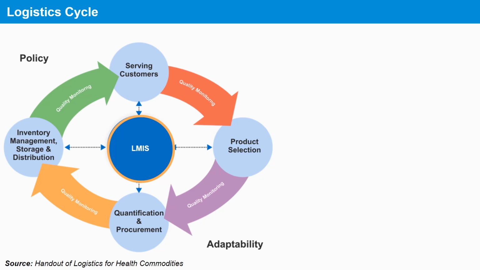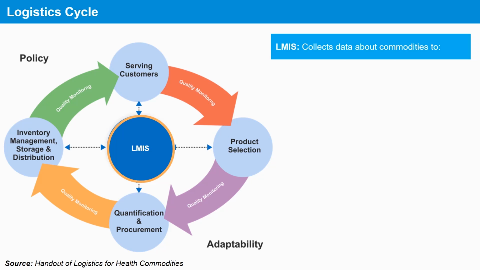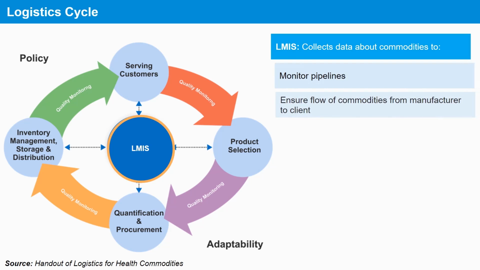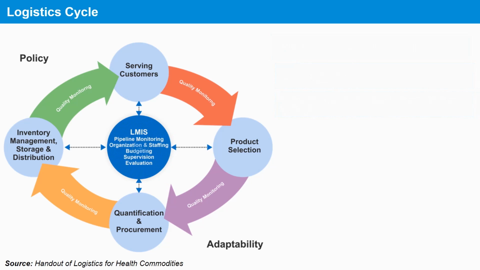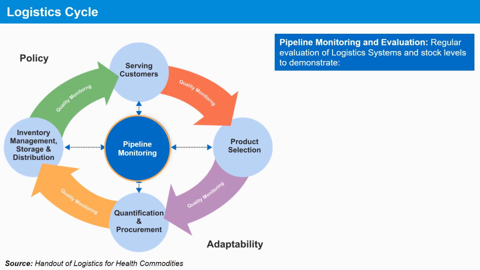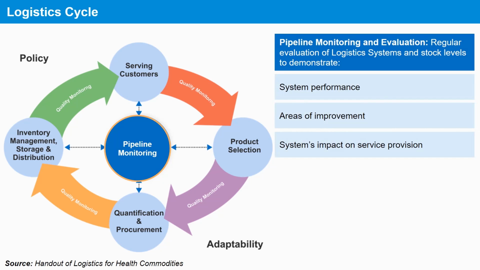Information or data is the engine that drives the logistics cycle, and LMIS collects data about commodities. This information is often used to monitor pipelines or ensure that commodities are flowing through from manufacturer to the client. Logistics system and stock levels should be monitored regularly to demonstrate how well the system is performing, the areas that can be improved, and a system's impact on service provision. This is called pipeline monitoring.